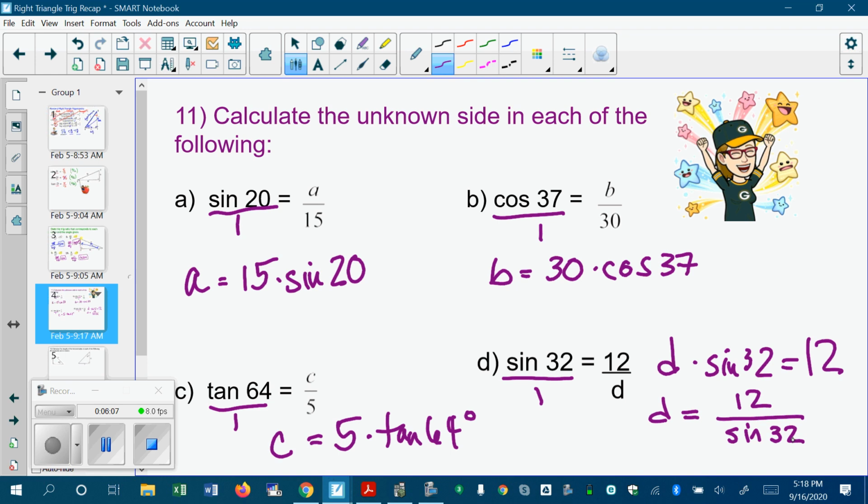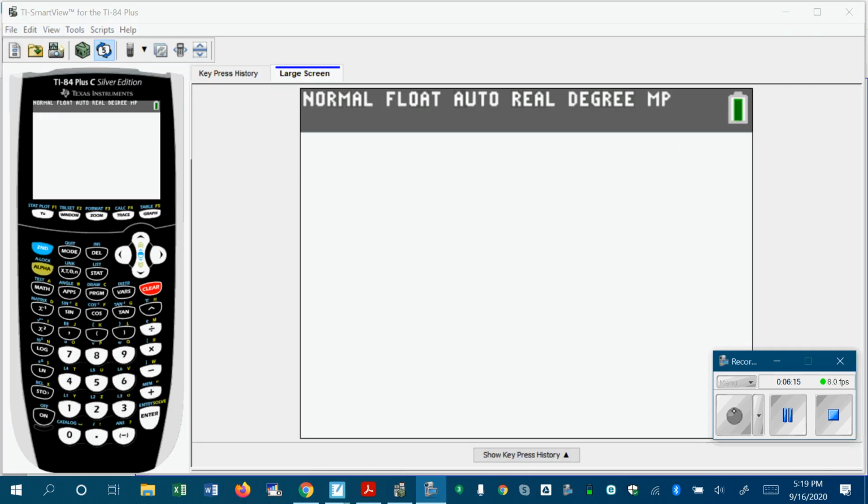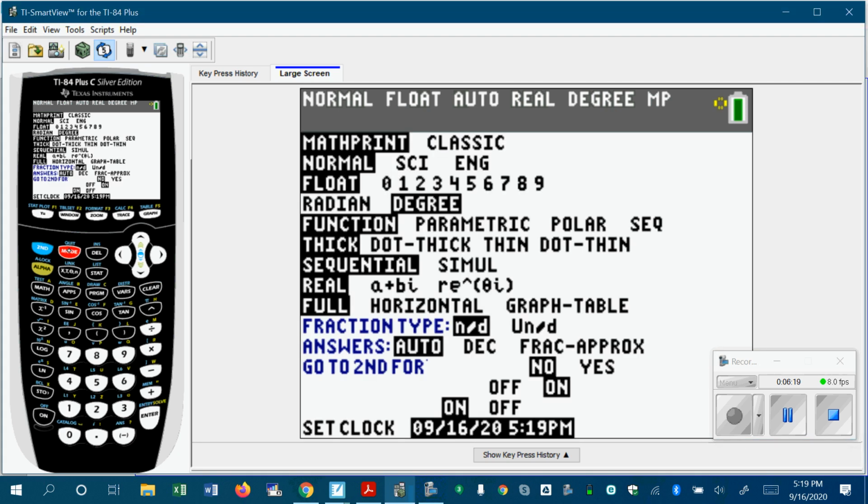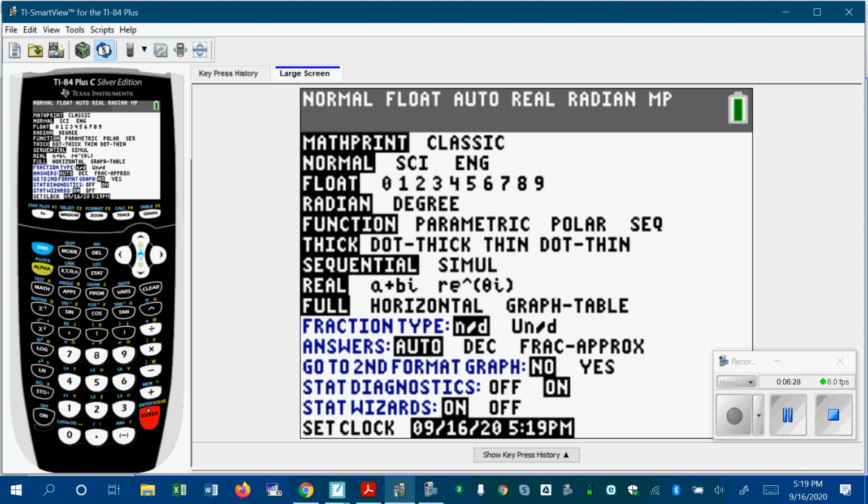So now we need a calculator. If your calculator is somewhere else, go get it. You need it. Okay, so here we are with our calculator. We're going to go into the mode key. And this thing that is just a few lines down, your calculator might currently be on radian. We want to set it to degree.